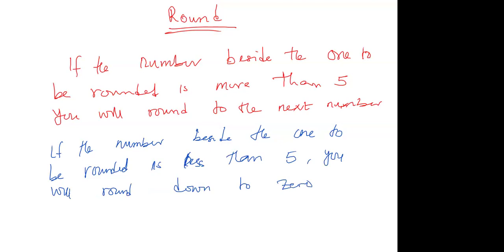So the one you want to round, if the number beside it is more than five, you round to the next number. If the number beside it is less than five, you round it to zero. So let's look at a practical example now. It makes more sense.